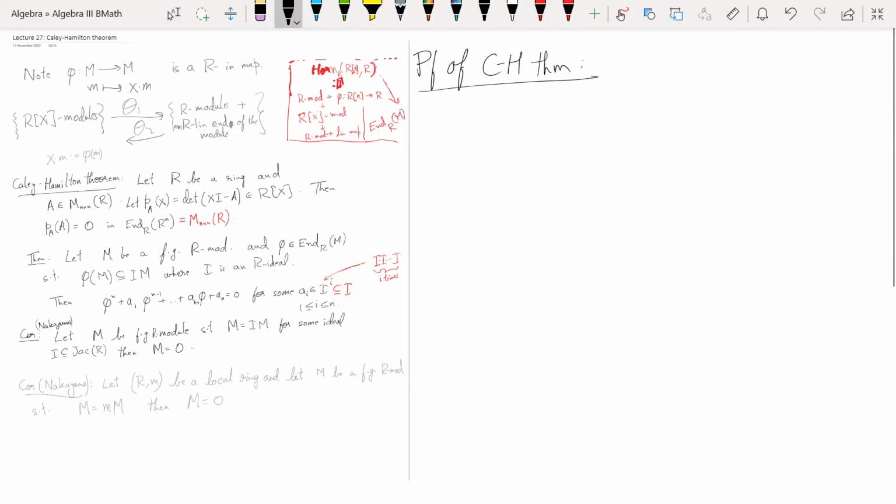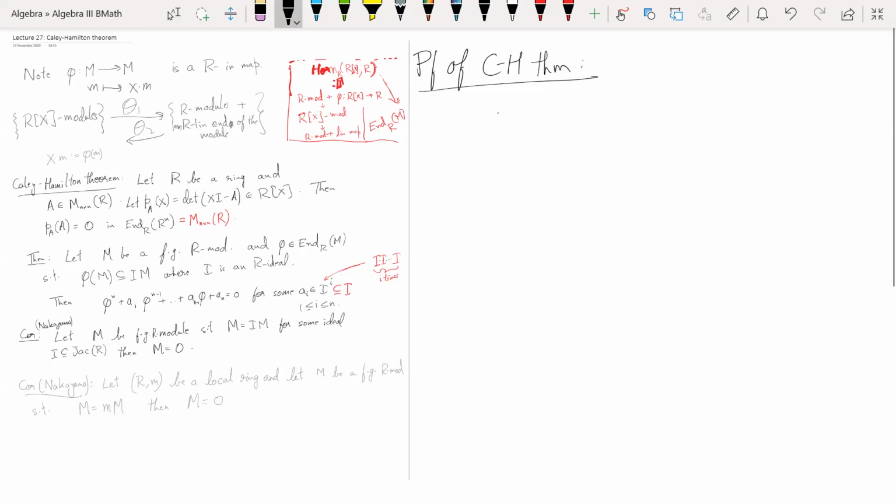Okay, so this is where we will use the correspondence between R[x]-modules and R-modules together with a linear map. We will construct it in this way. The correspondence is straightforward, the constructions are explicit, just that this idea is a good idea. So if we are given this n cross n matrix A, that means we are given a linear map from R^n to R^n.